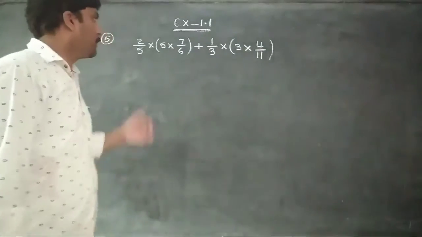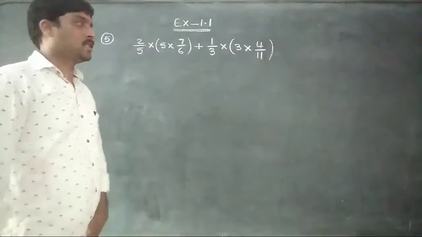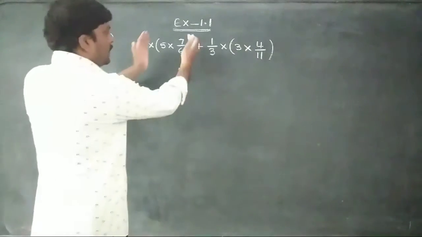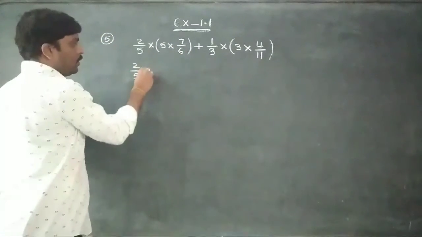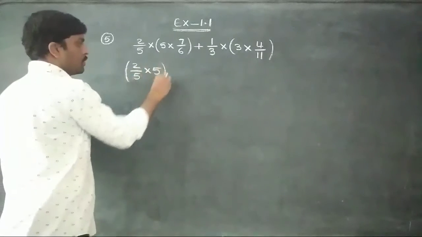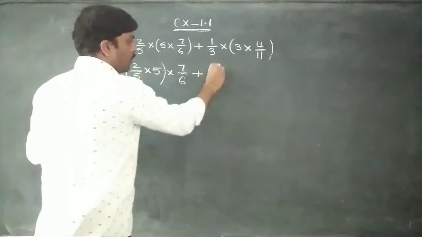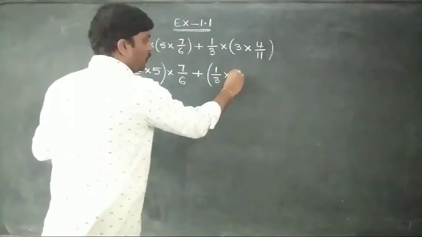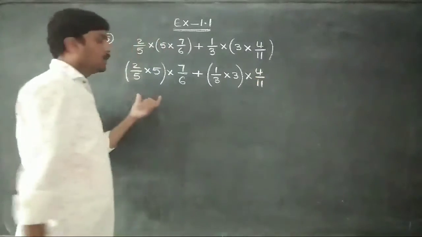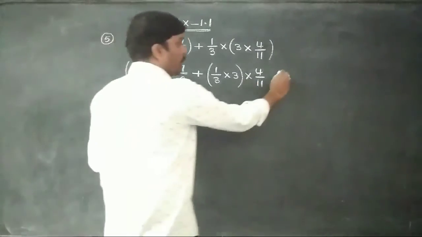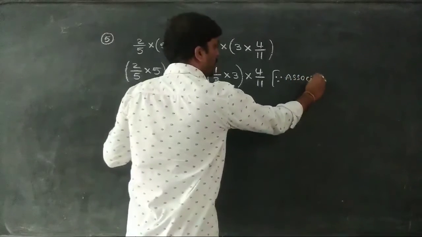Which property can you use in this expression? Which property can you use first? First, this bracket is shifted to the front: 2 by 5 into 5 into 7 by 6 plus 1 by 3 into 3 into 4 by 11. This is the associative property.